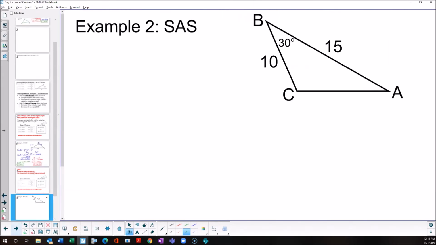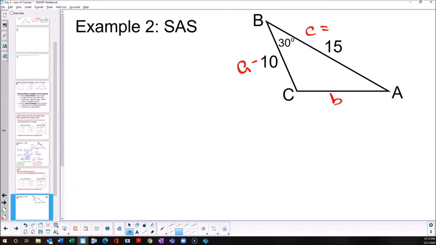Okay, so we have side angle side, right? So the first thing I have to do, I can't use the law of sines here because I don't have any kind of pair, right? I only have one angle. I don't have any opposite side and opposite angle combination. So in this case, what am I solving for? B, yeah. This is C, right?